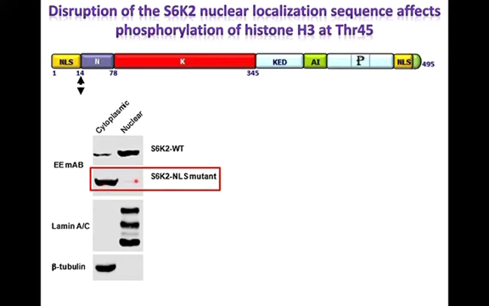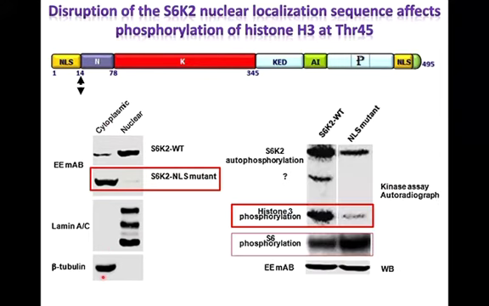That proves that the NLS, which exists in the protein, is the major contributor for the translocation of S6K2 into the nucleus. What about lamin and tubulin? Lamin is actually a control. It is the control showing that the fraction used in this lane is from the nucleus, because lamin only exists in the nucleus, while beta tubulin is the control for the fraction being in the cytoplasm.